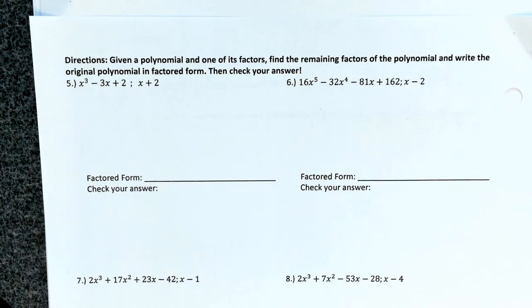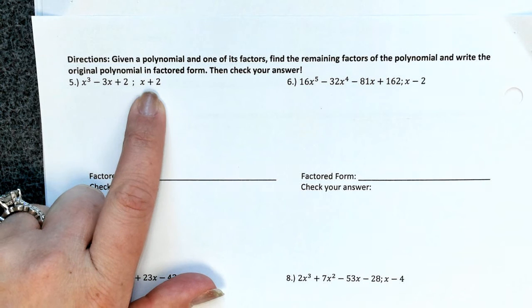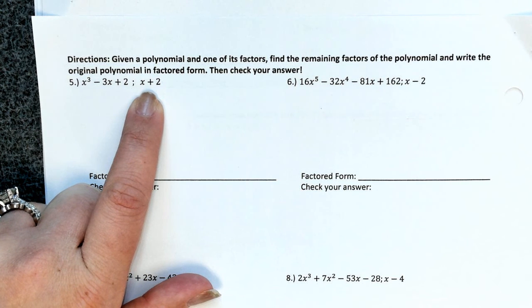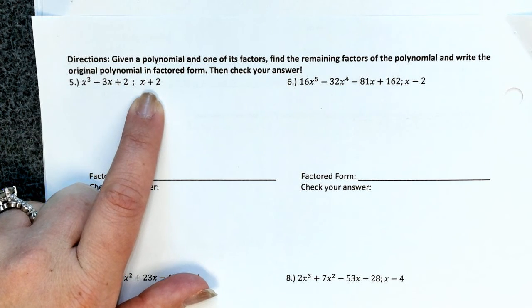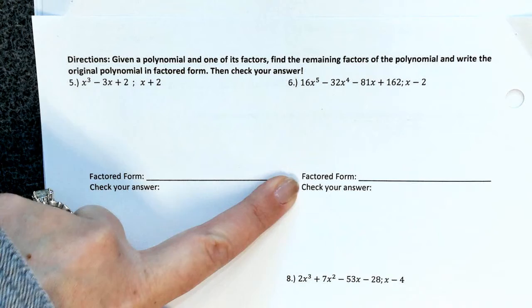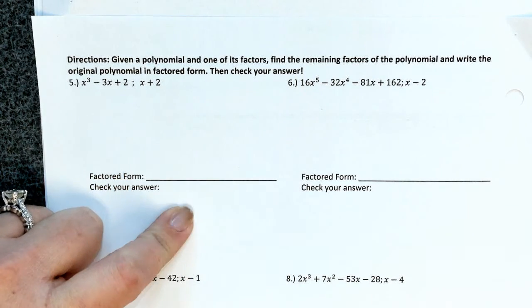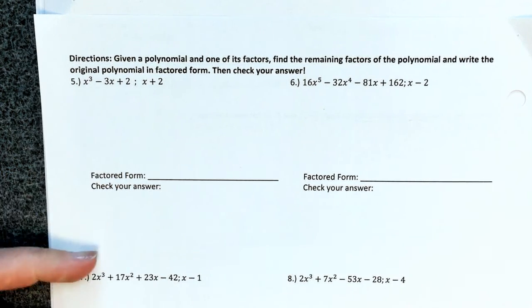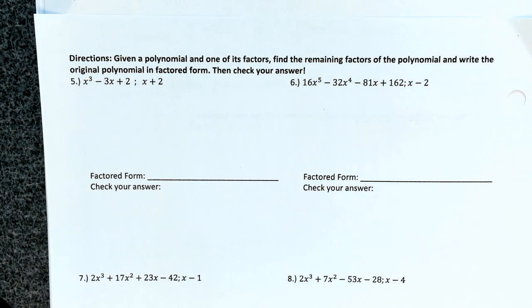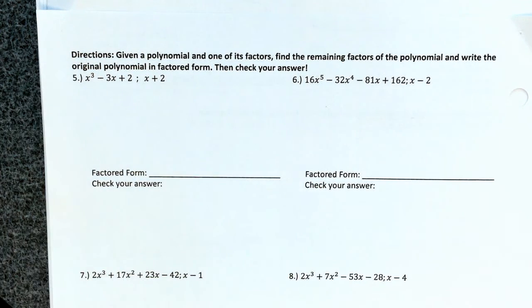On the back side, it says, given a polynomial and one of its factors, find the remaining factors of the polynomial and write the original polynomial in factored form. Then check your answer. That's exactly what we did on the back. It gave you one of its factors. Divide it out. The remainder should be what? 0, because it's a factor. Okay? Then you'll have the x plus 2 times whatever is left, and then try to keep factoring that down again. Then check by multiplying like we did. That's for 5, 6, 7, and 8.